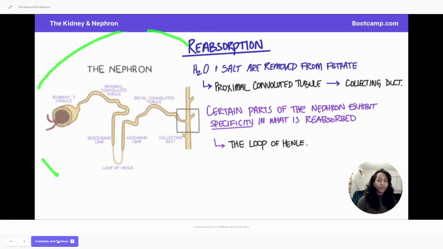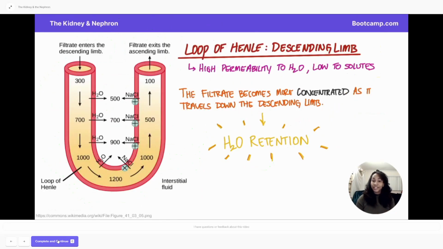Okay, so this is a more accurate example of what the nephron looks like compared to that simplified version before. After we've gotten filtration happening at the Bowman's capsule and the glomerulus, reabsorption is actually going to happen throughout the remaining structures of the nephron, so from the proximal convoluted tubule all the way to the collecting duct at the end. However, there are different stages of reabsorption in the nephron. Particularly when we get to the loop of Henle, we're going to find that some structures in this part of the nephron are more permeable to water or are more permeable to salt. So let's talk about it.